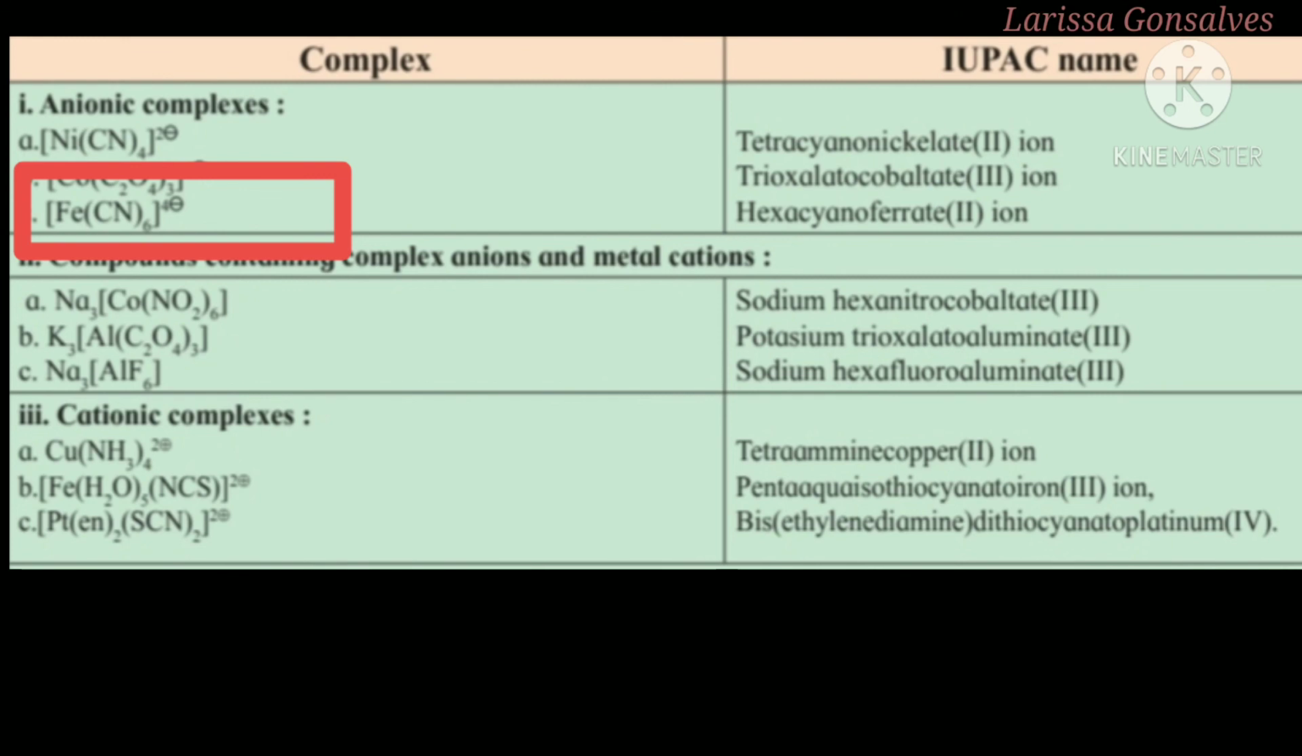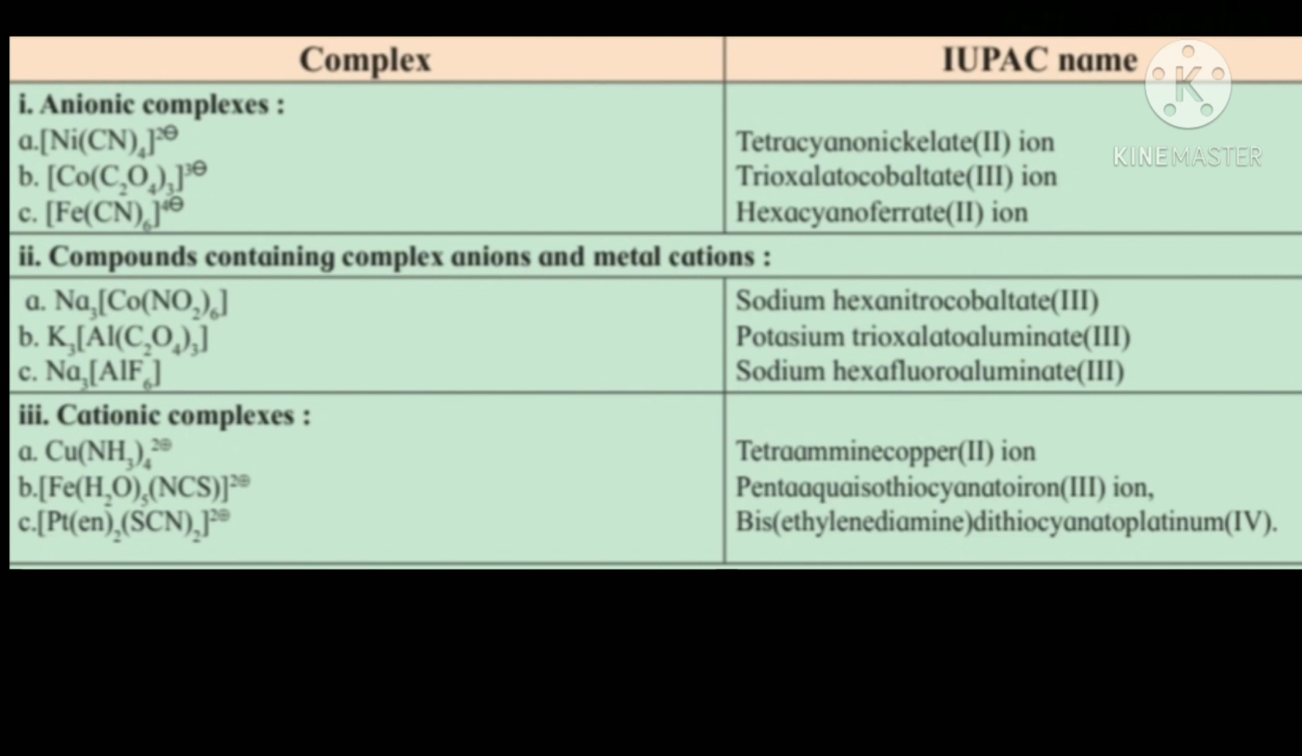The next example is [Fe(CN)6] the whole raised to 4 minus. This also is an anionic complex. Again here we have the cyanide group, so cyanide will be written as cyano. How many ligands? 6. So 6 is written as hexacyano. Fe is ferrum, but since it is an anionic complex, we have to write the suffix -ate. So it will become hexacyanoferrate. Then you need to find the oxidation state of iron here, which will come as 2. So the IUPAC name will become hexacyanoferrate(II) ion. Always keep in mind the oxidation state of the central metal ion is written in Roman numerals.